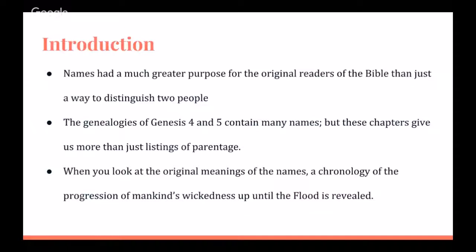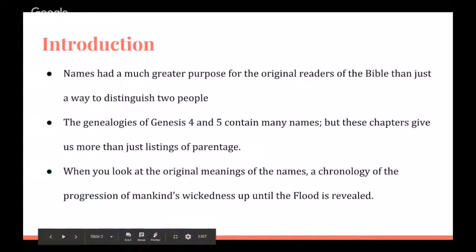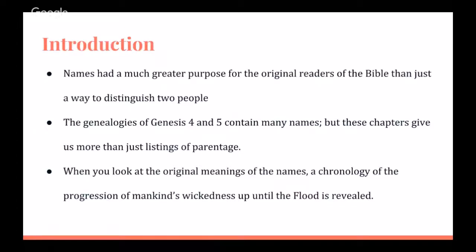But in this stream, we're going to be focusing on names of people leading up to the flood. When we look at names and their meaning for this period, we really see how they reveal what was going on at the time. We're going to look at Genesis 4 and Genesis 5 and look at the meaning of the names. And the meaning of these names is going to give us a picture of the progression of the evil in mankind, all the way from Adam's children up to Noah.